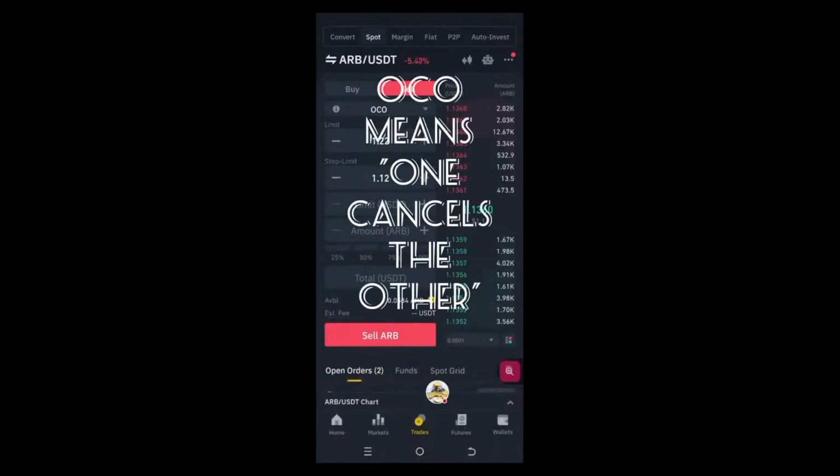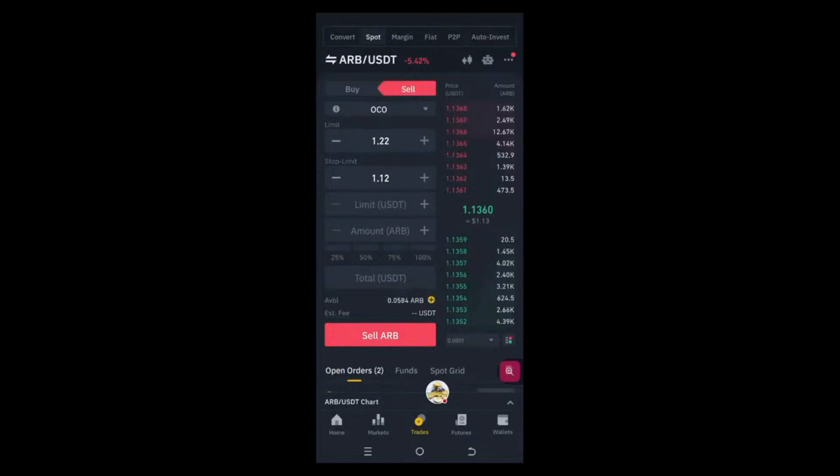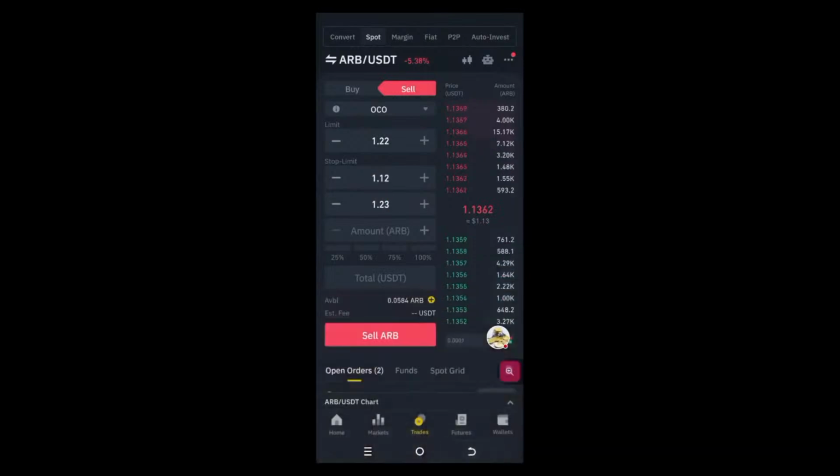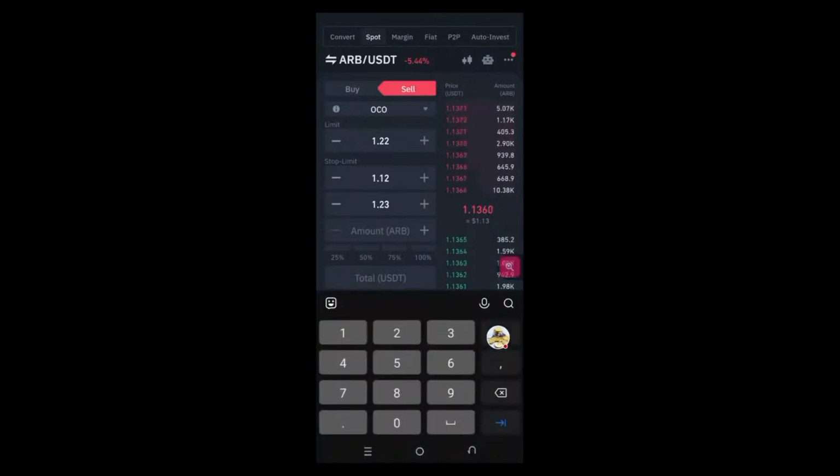This is OCO. OCO means one cancels the other, right? One cancels the other. Try and understand that. So you're going to put all of this: your limit, the price, the limit price and all of those things. So the price is currently that, and you put your limit price here. Maybe you want it to be 1.23, right? Do you understand that? So now you have 3 prices, and then you have the amount of ARB that you have, and you pick whether it's 100% or whatever. Don't forget that's currently in the trade.